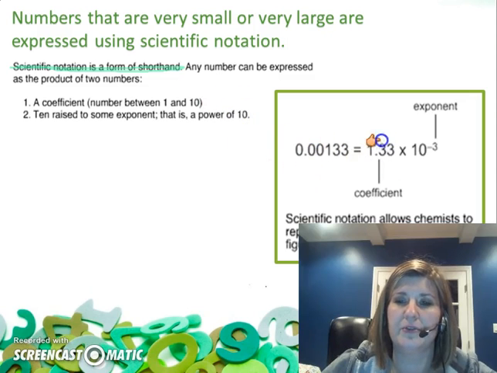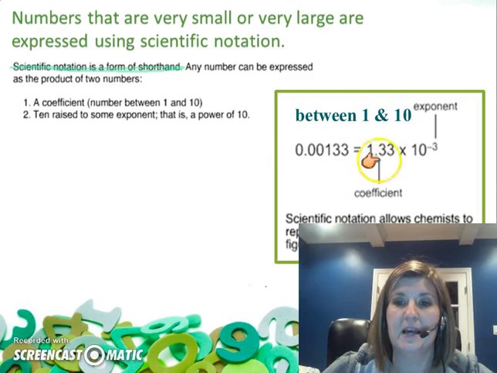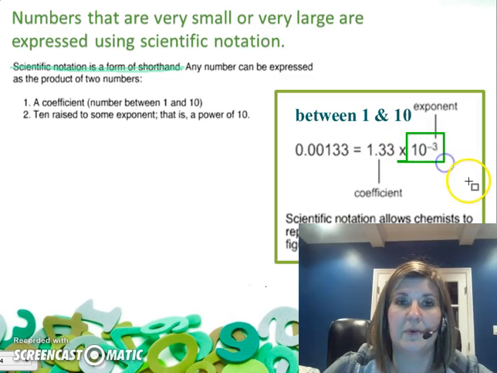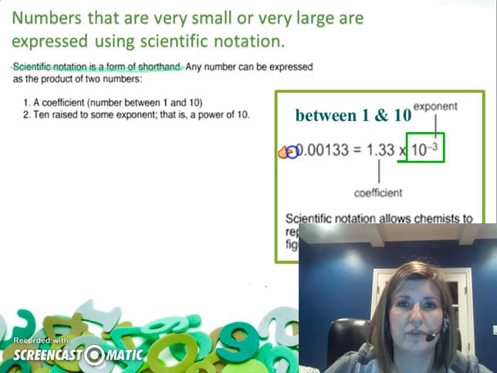The first number you'll see is called the coefficient, and typically this number is between 1 and 10. It's between 1 and 10 because the decimal point is always going to go after the first number. The other piece that we have here is called the exponent. So you're multiplying by some power of 10, whether it's a positive exponent or negative exponent. We will talk about that in a little bit. But what scientific notation allows us to do is represent very large or very small numbers in a form that's more usable to us mathematically speaking.